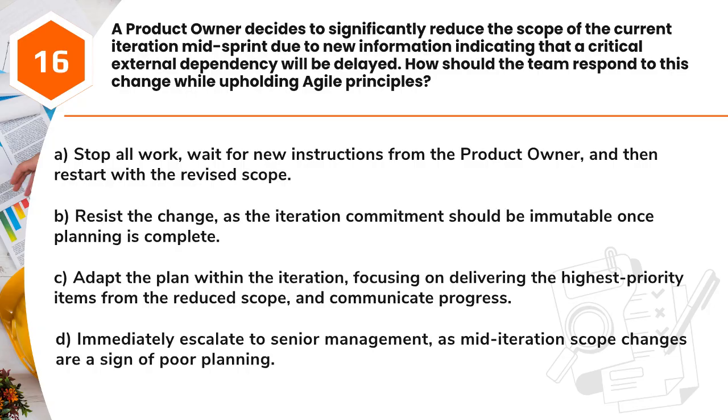C. Adapt the plan within the iteration, focusing on delivering the highest priority items from the reduced scope, and communicate progress. D. Immediately escalate to senior management, as mid-iteration scope changes are a sign of poor planning.